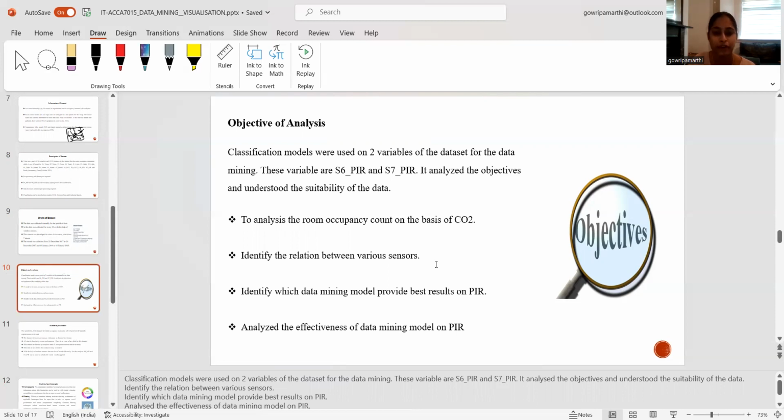Here we are using 5 non-intrusive sensors: temperature, light, sound, CO2, and PIR. For that, by using the classification to identify the relation between those sensors, and also identify which data mining model provides the best results. Here we have taken 3 classification data mining techniques: SVM, decision tree, and confusion matrix. Among those, which data mining model will provide the best results for the PIR, and to analyze the effectiveness of the data for the model of PIR. What is the effectiveness of that model?